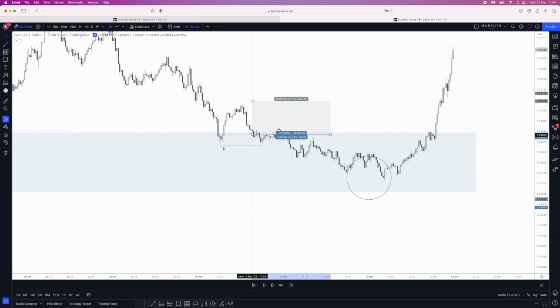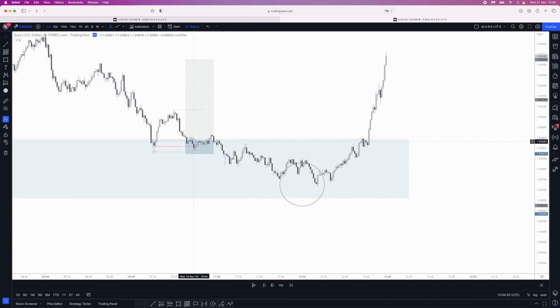Covering the low by half a pip, 1 pip, whatever it may be, in the end this would be a loss, because most people would go break even somewhere around here. And continuing down, we get another change of character. So this price action here is not actually very good, because you might end up taking a lot of losses before getting involved in the market right here.